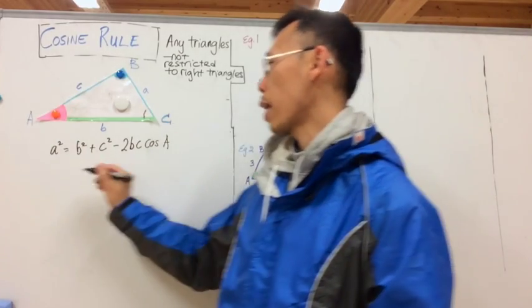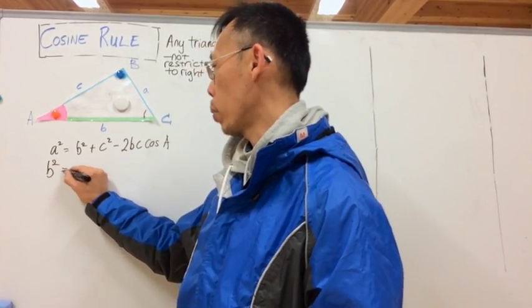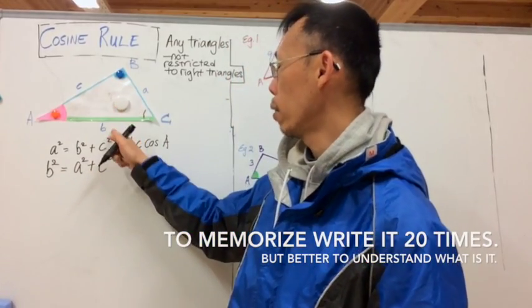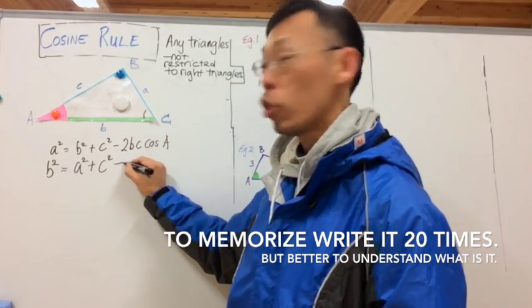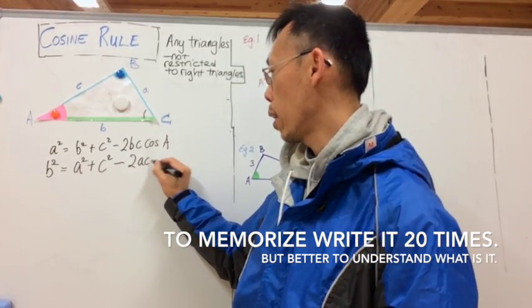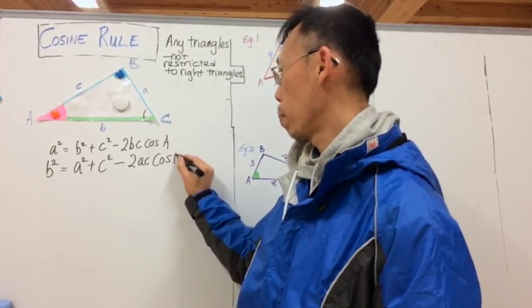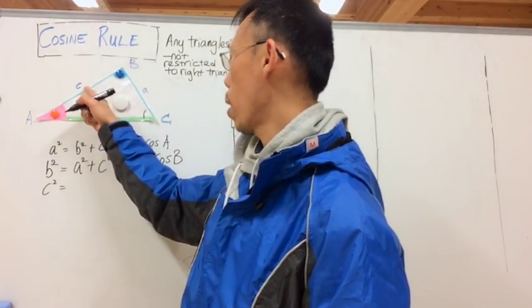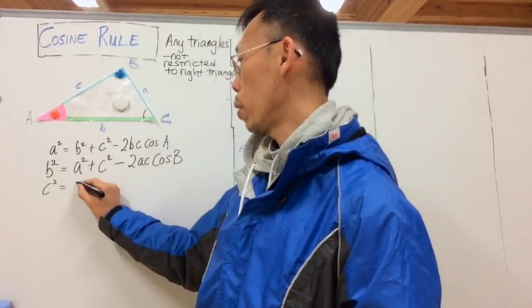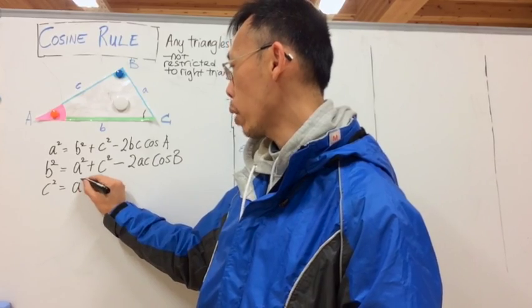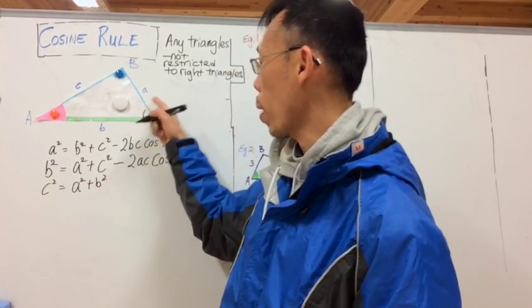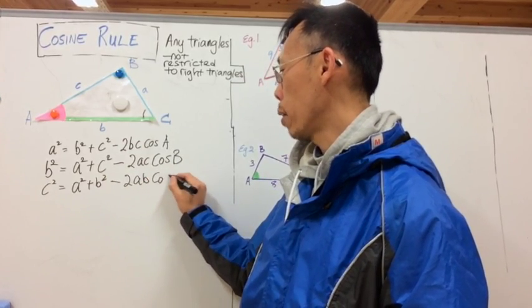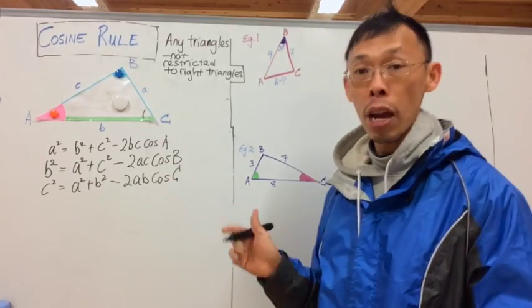So similarly, I can write this as b square equal to a square plus c square. Now it's b square here, opposite angle B. So adjustment is 2ac cosine B. And the last one is c square, opposite angle C. So it will become a square plus b square minus 2ab cosine capital C. So this is cosine rule.